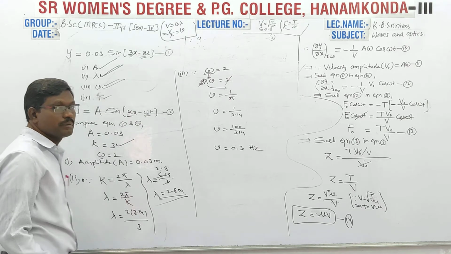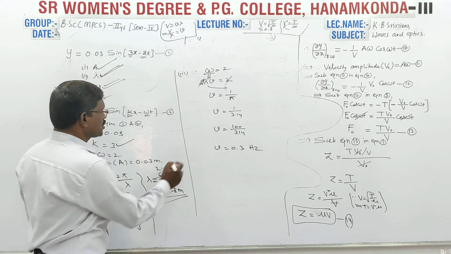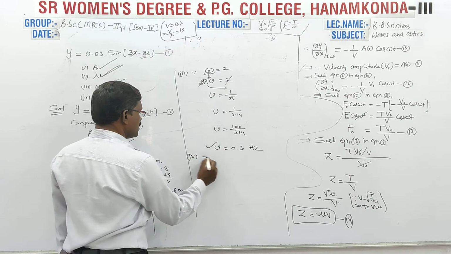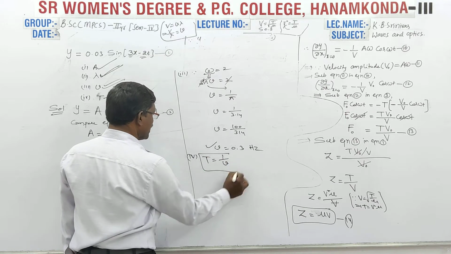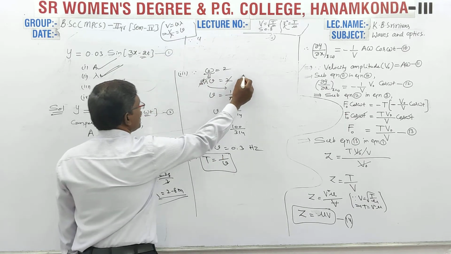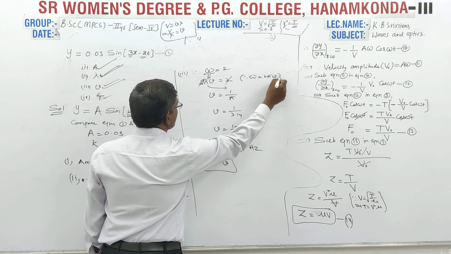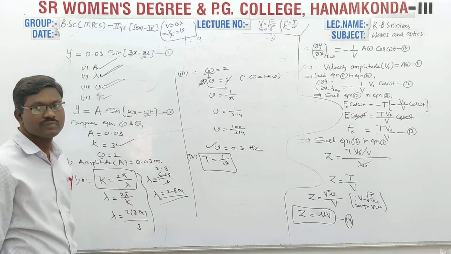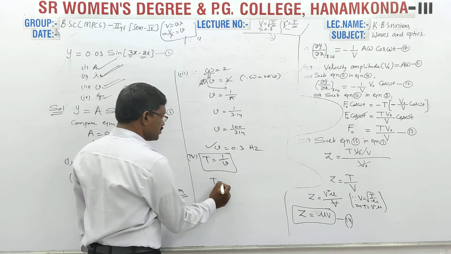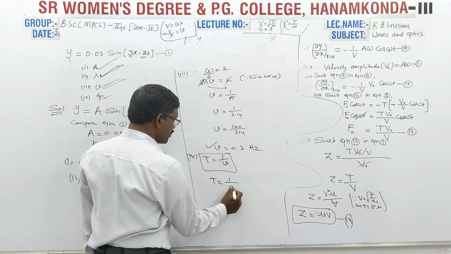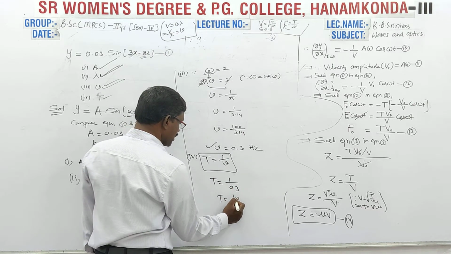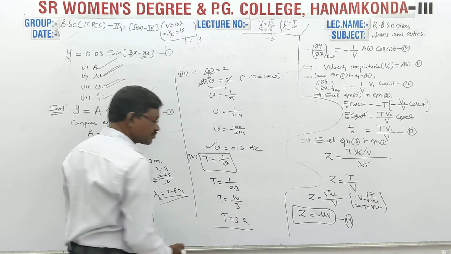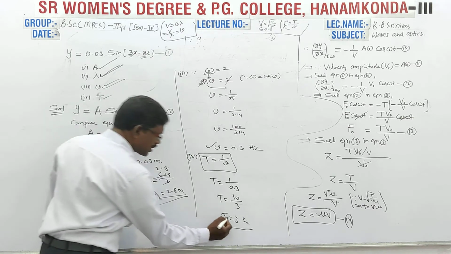Coming to the period, time period, the fourth one. If you calculate frequency, you can calculate time period. There is a relation between time period and frequency. Actually, these are the formulas. Here I have used omega is equal to 2 pi nu formula. Here I have used k is equal to 2 pi by lambda formula. So T is equal to 1 by frequency, means 1 by 0.3. So it becomes 10 by 3, nearly 3 seconds. Time period is approximately equal to 3 seconds.